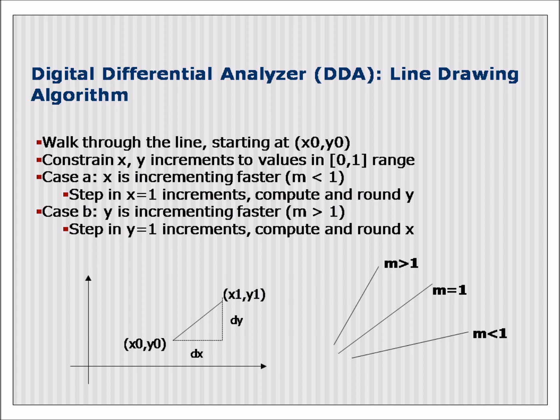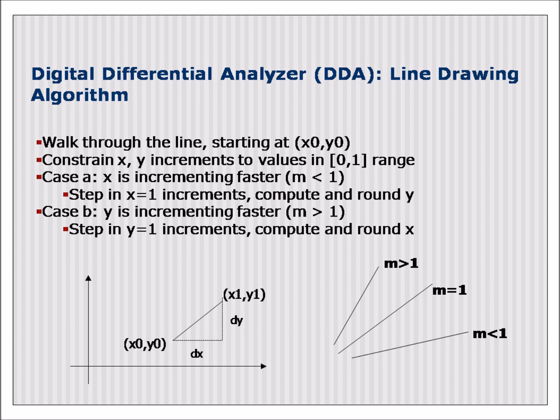You can see step 1 is to walk through the line starting at x0, y0. These are the starting points of the line. Next, in step 2, the constraint needs to be followed for x and y in order to increment their values if they are within the range of 0, 1. Based on the step 2 condition, we have two different cases.